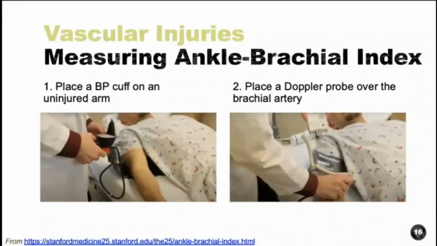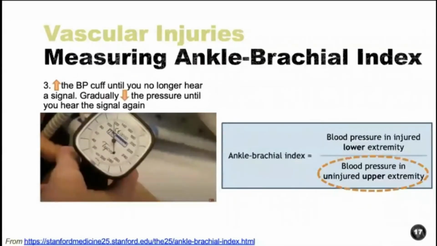So step one: we're going to find the blood pressure on the uninjured arm first. So we're placing a blood pressure cuff on the uninjured arm, and then a Doppler probe over the brachial artery. And so the idea is that then you can hear that. And so you elevate the blood pressure cuff until you no longer hear a signal, so you're listening as you're elevating the cuff, and then you gradually decrease the pressure, watching the actual dial on the blood pressure cuff until you hear the signal again. So once you hear the signal again, that's the systolic blood pressure in the upper extremity, and that becomes the denominator for the ABI.